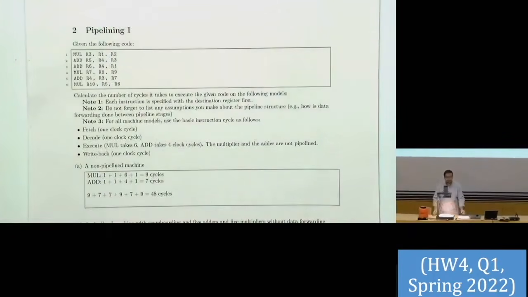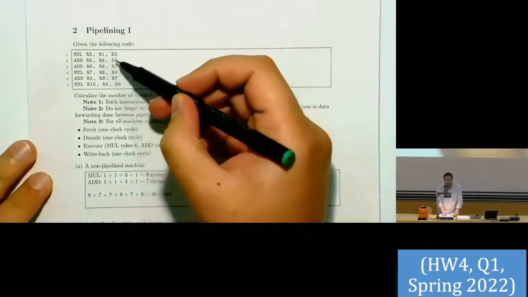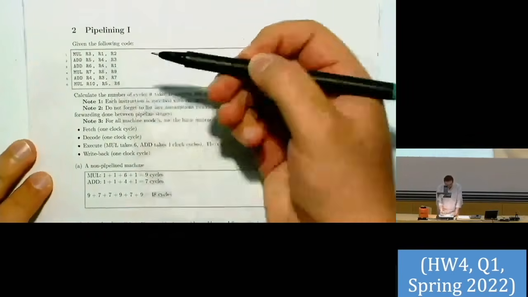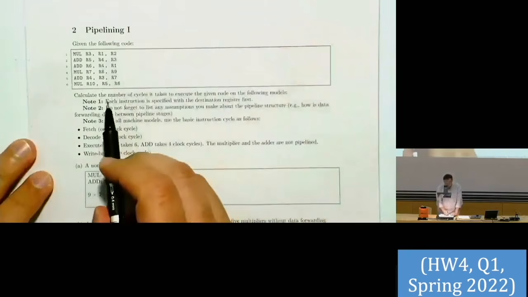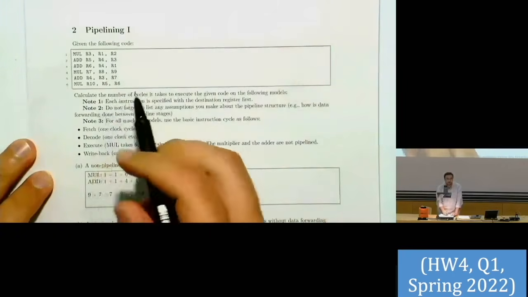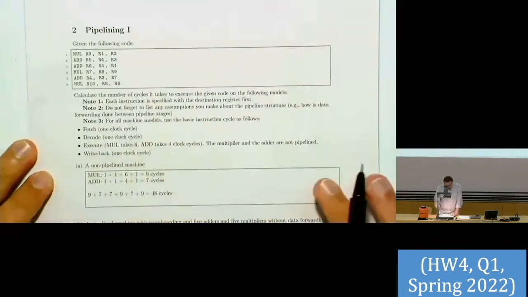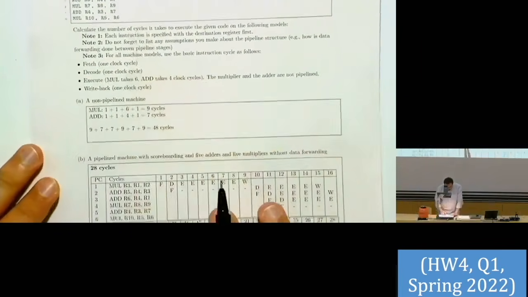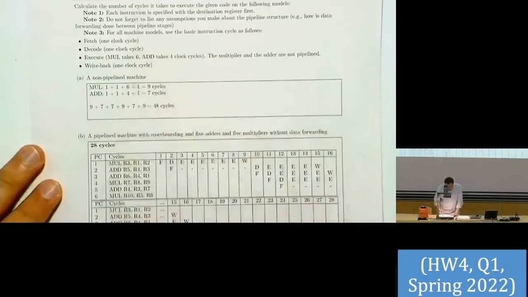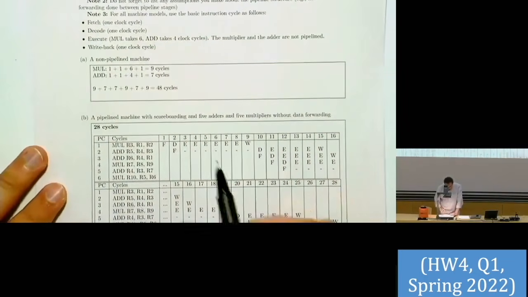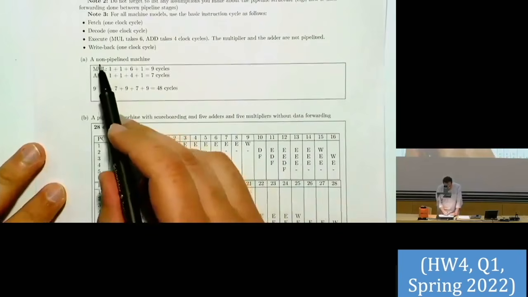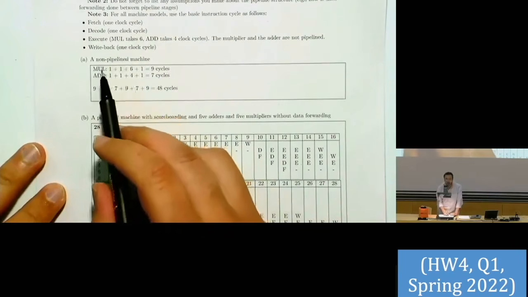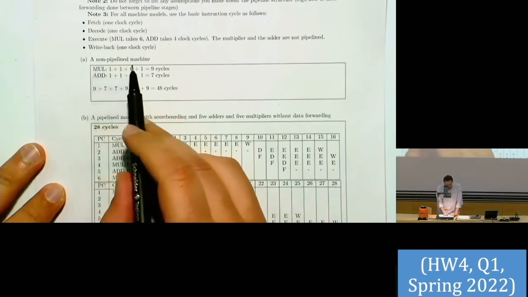So the second question is from homework 4, the pipelining question. In this question, we have 6 instructions given to us, and we need to calculate how many cycles they take for different configurations of the hardware. We have some information here that we are going to use in each bullet point. So the first question asks, how many cycles does it take if we have a non-pipelined machine?